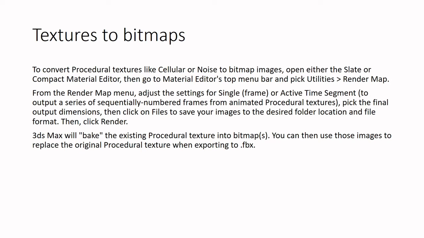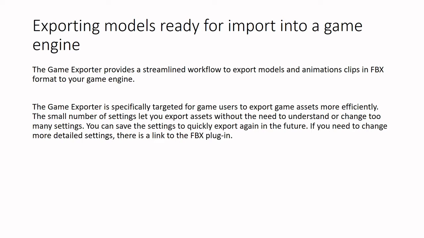Textures to bitmaps. To convert procedural textures like cellular or noise to bitmap images, open either the slate or the compact material editor, then go to the material editor's top bar menu, pick utilities and render map. From the render map menu, adjust the settings for a single frame or active time segment. Pick the final output dimensions, then click on the files to save your image to the desired folder and file format. Then click render. 3ds Max will bake the existing procedural texture into bitmaps, so you can then use those images to replace the original procedural texture when exporting to FBX.